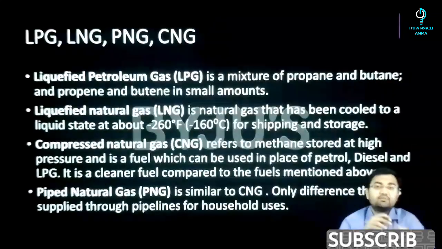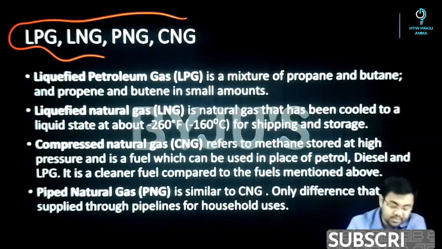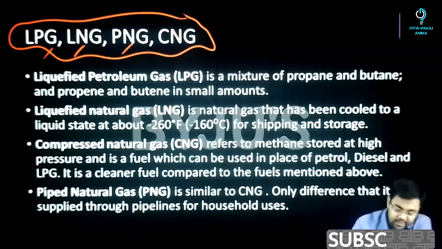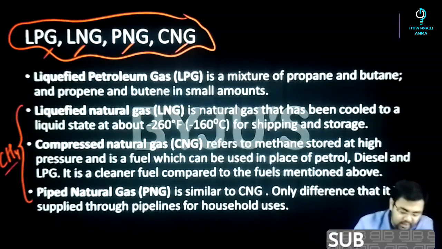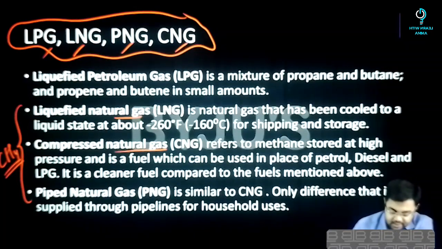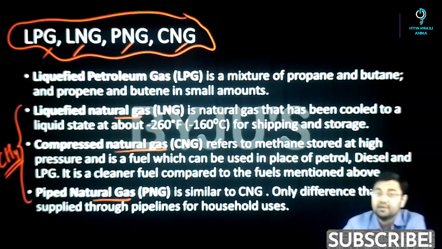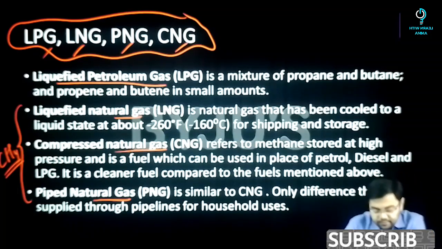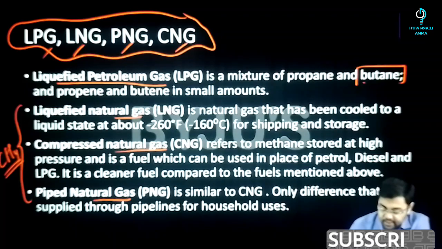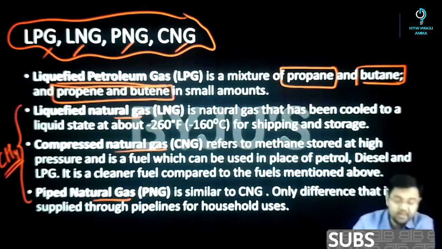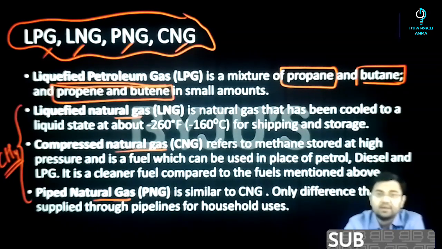the rocks. Then when it comes to natural gas, there are 4 terms that you should know and understand: LPG, LNG, PNG and CNG. Now apart from LPG, the rest three predominantly are made of methane. So whether it is liquefied natural gas or compressed natural gas or piped natural gas, they all contain methane in very high amounts. But when you talk about liquefied petroleum gas or LPG, LPG mainly contains butane, small amounts of propane, and even smaller amounts of propene and butene. So these four majorly make the LPG.